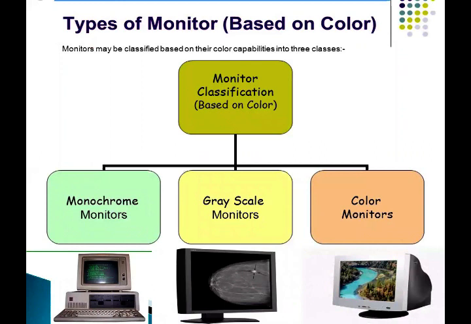Now, the first one is the monochrome monitor. A monochrome monitor is a type of CRT computer monitor which was very common in the early days of computing, from the 1960s. It became popular. A monochrome monitor actually displays two colors, one for the background and one for the foreground. The colors can be black and white, or green and black.